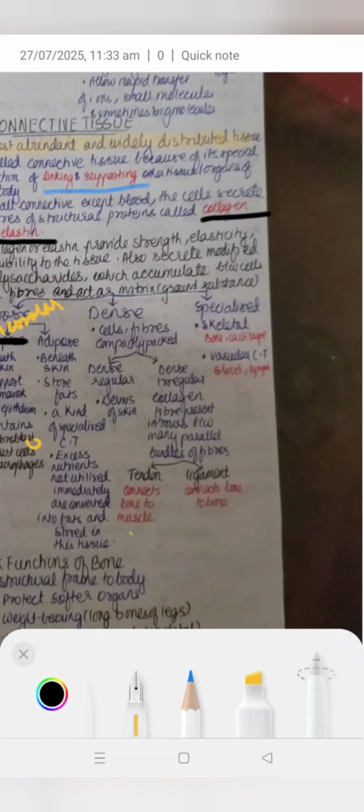So white fibers are present in the intervertebral disc and yellow fibers in the tip of the nose and ear pinna, and cartilage is also present in the outer ear joints.